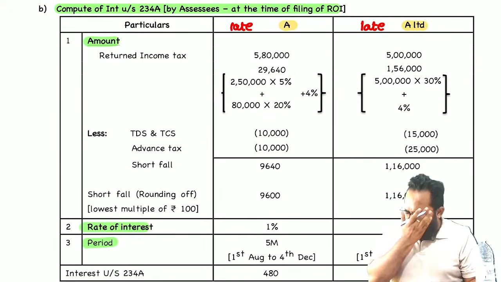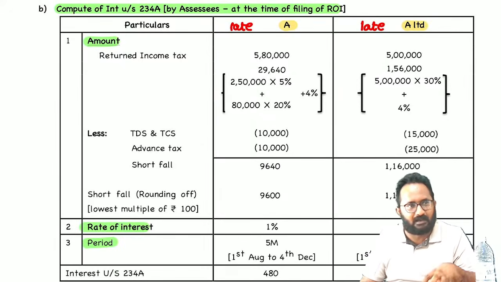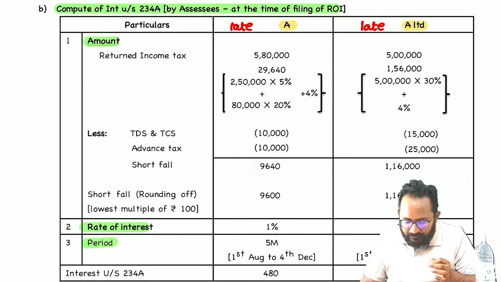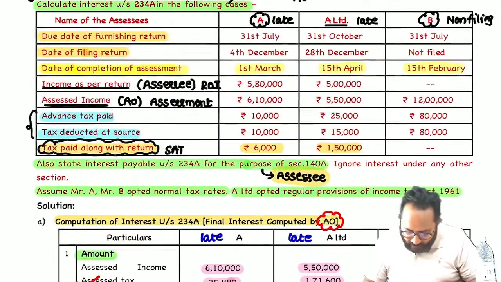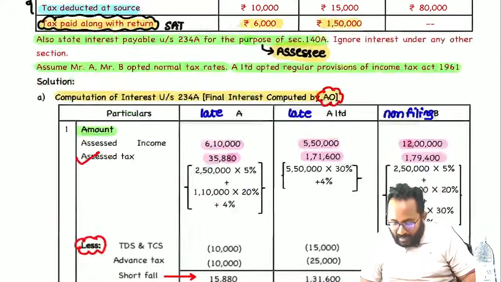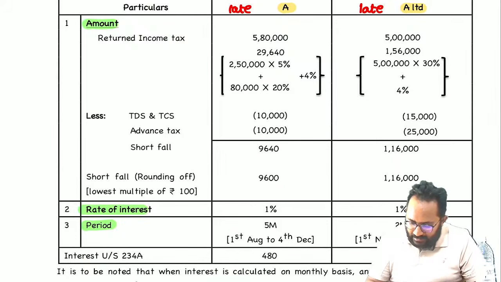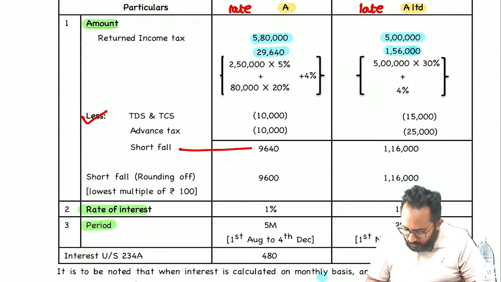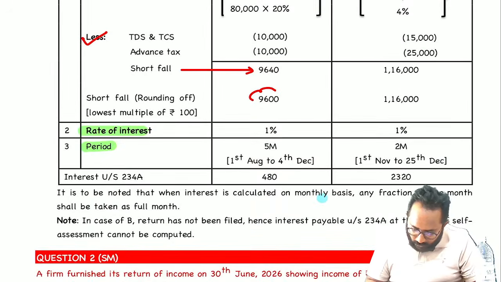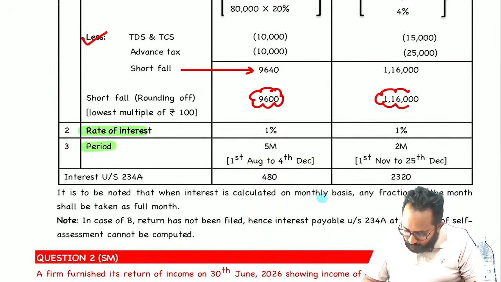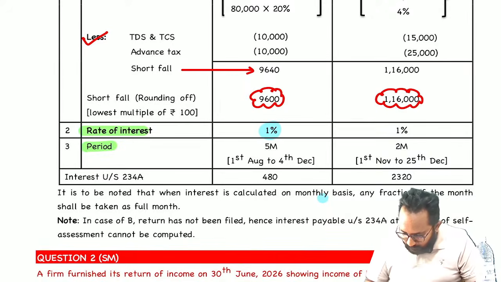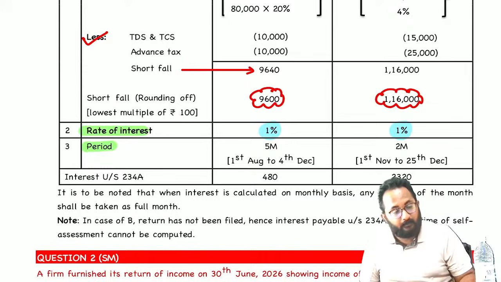Here, who is calculating interest? SSC. SSC declared a return of income. Please take it out. How much income he declared in the return? 5,80,000. On that, please calculate tax. From that, please remove the credits. Then you will get the shortfall. Whatever the shortfall we got should be rounded off to the lowest multiple of what? 100. Rate of interest is the same. And one more thing, period.